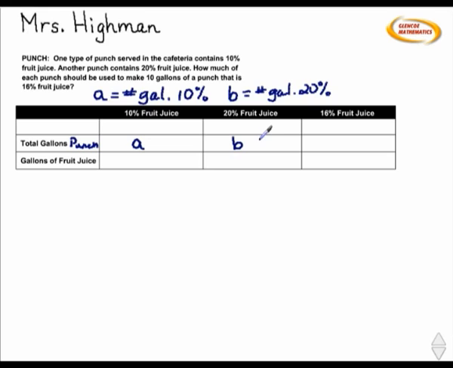So now we need to go back to our problem to see about the 16%. Well, in the problem it says that we want to make 10 gallons of that. So we're going to put 10 in here.